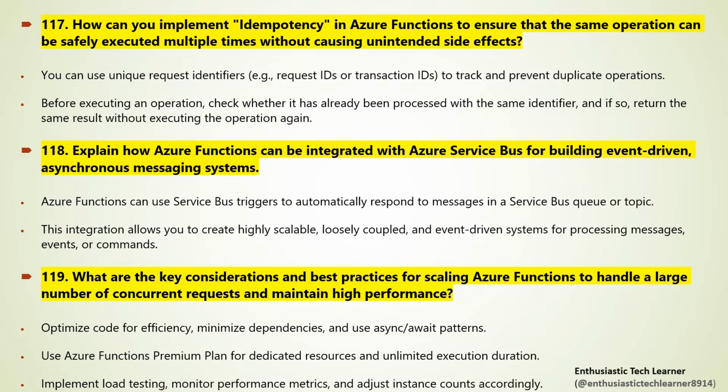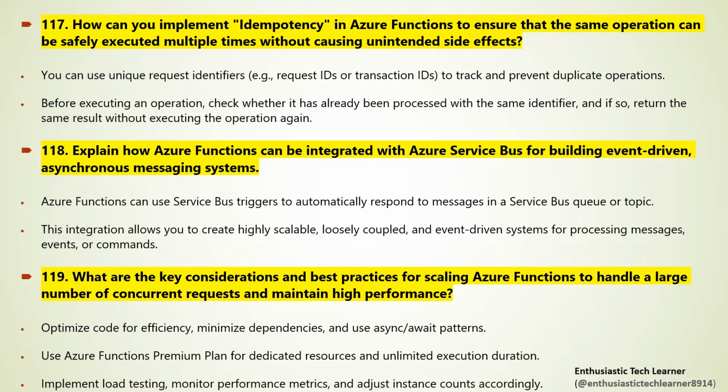How can you implement idempotency in Azure Functions to ensure that the same operation can be safely executed multiple times without causing unintended side effects? You can use unique request identifiers, for example, request IDs or transaction IDs, to track and prevent duplicate operations. Before executing an operation, check whether it has already been processed with the same identifier, and if so, return the same result without executing the operation again.